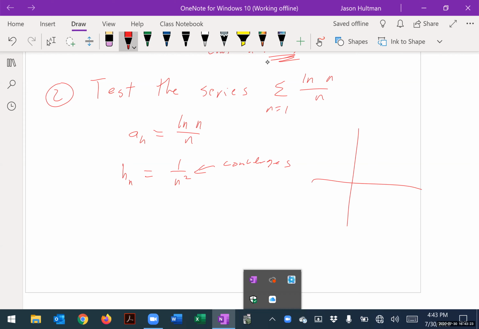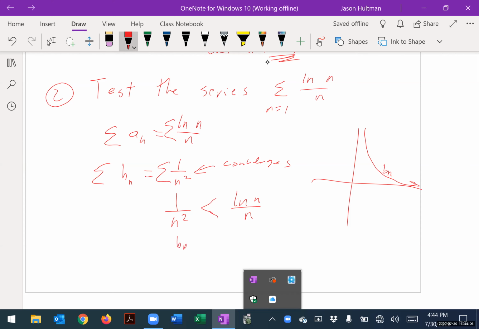So what does 1 over n squared do? Well, it goes like this, and the sum of this thing converges. B sub n converges. I know that. But what also do I know? If I compare 1 over n squared with natural log of n over n, what's the problem here? Well, the problem is the way that the inequality goes.